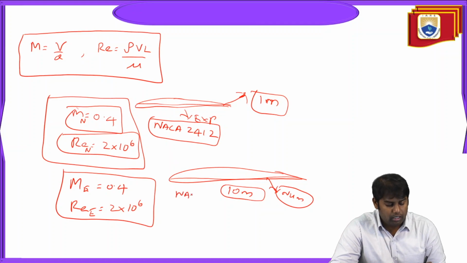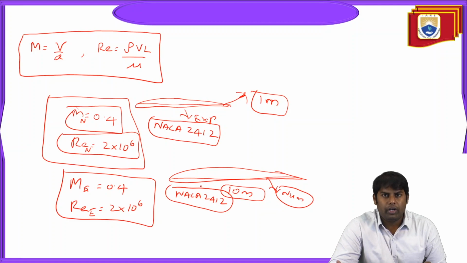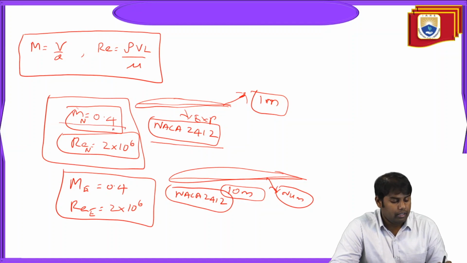The same NACA series 2412 has to be considered, and the chord length can be 1 meter, 10 meters, 100 meters, it doesn't matter to compare the results. So I am emphasizing again, the size does not matter, the shape of the geometry matters to compare the results. Whatever series of airfoil is used, if you use NACA 2412, the same NACA 2412 airfoil has to be used, and we need to equate the Mach number and the Reynolds number such that we compare the experimental results and the numerical results of the geometry.